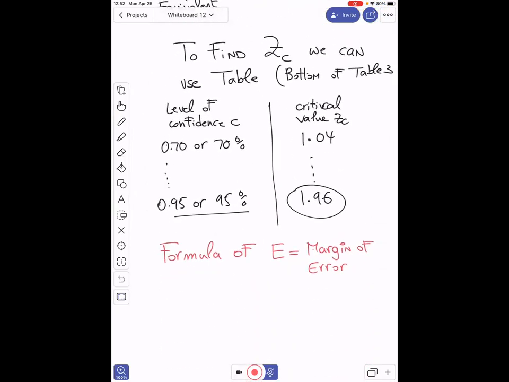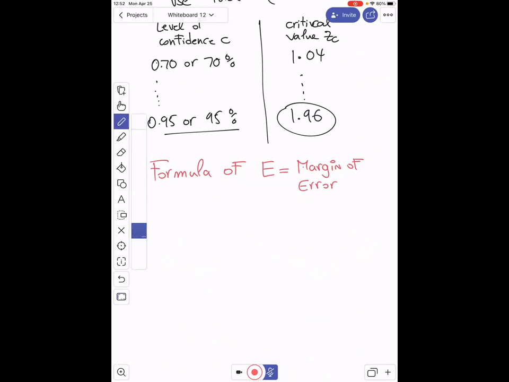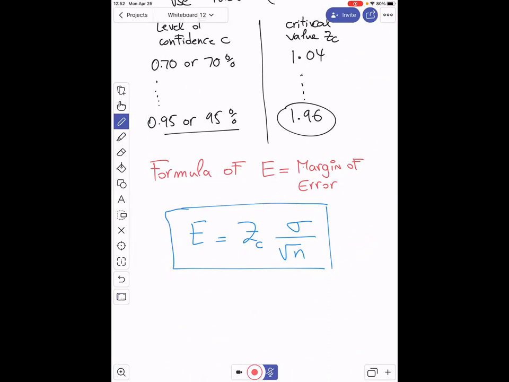So the margin of error E is equal to the critical value Z subscript C times sigma over square root of N. So that's the formula for your margin of error, right? That's the relation between margin of error and your critical value Z subscript C. So for each confidence level C, you can use your table to find this critical value Z subscript C. And then once you have your Z subscript C, you can compute your margin of error. And then you can find your confidence interval.